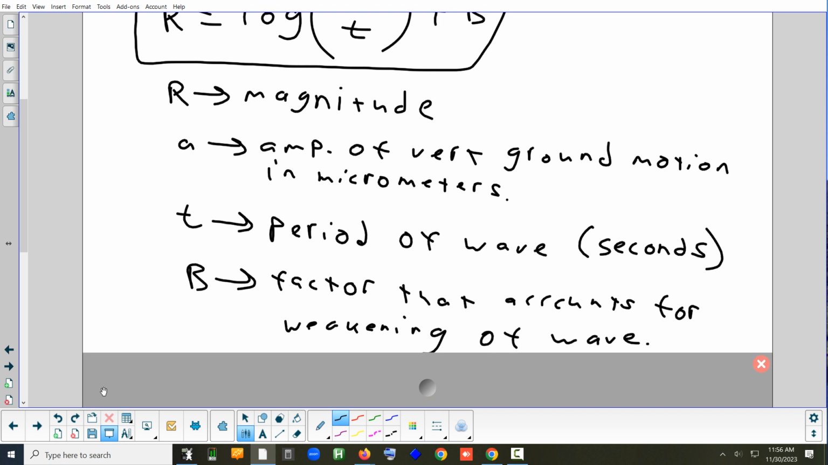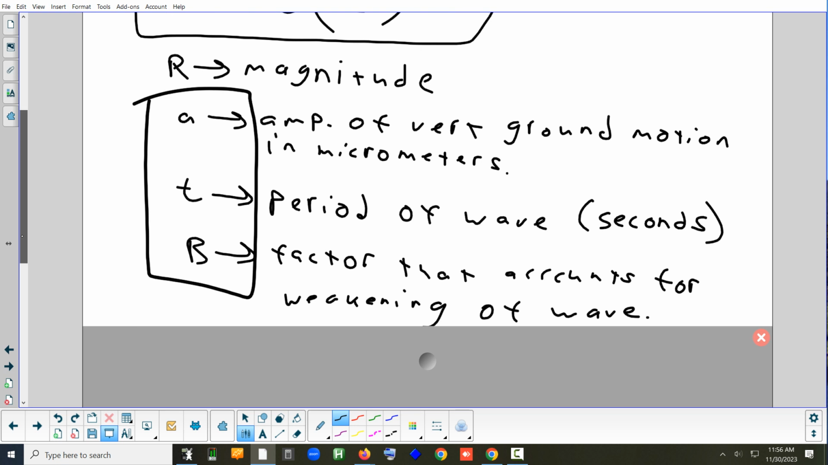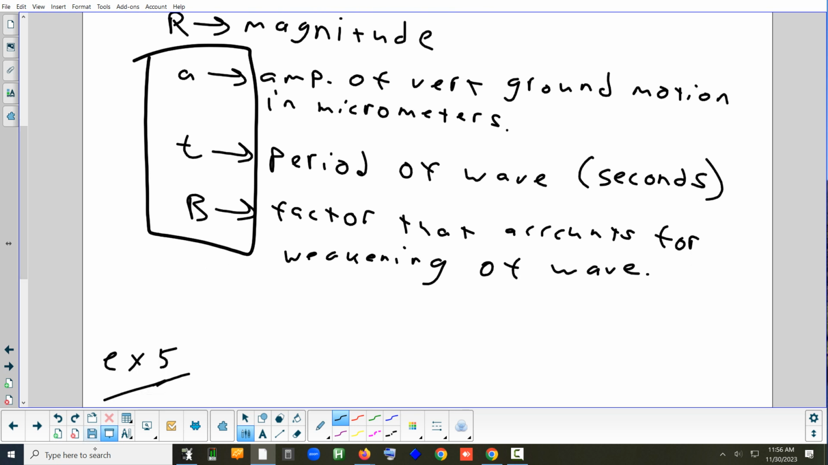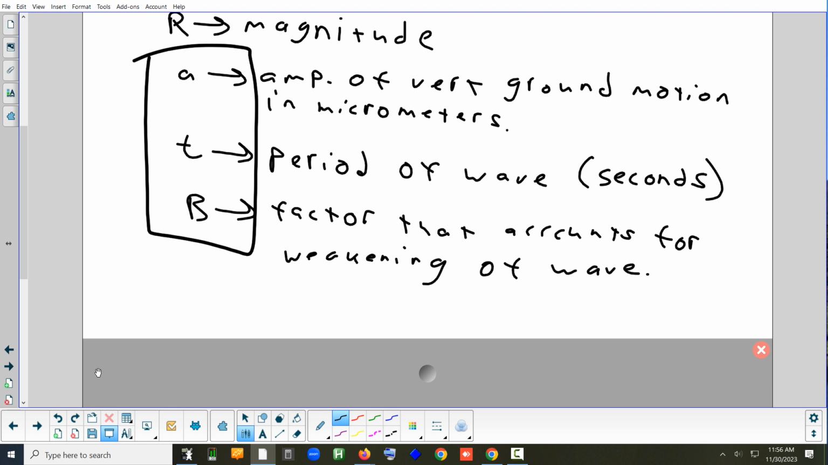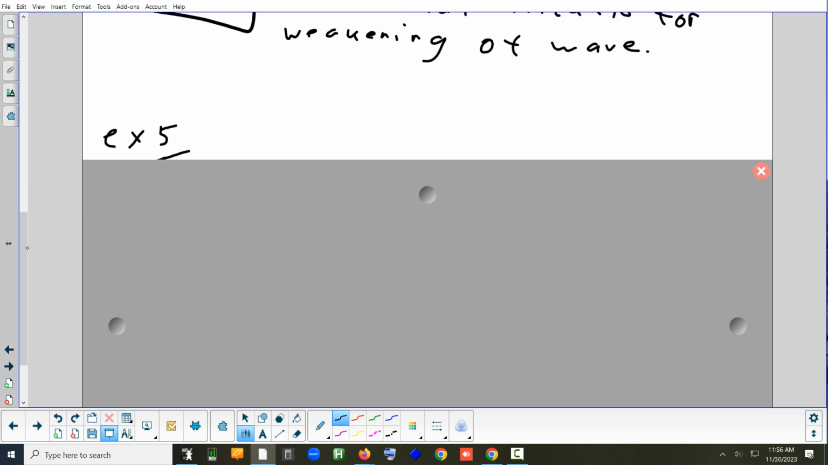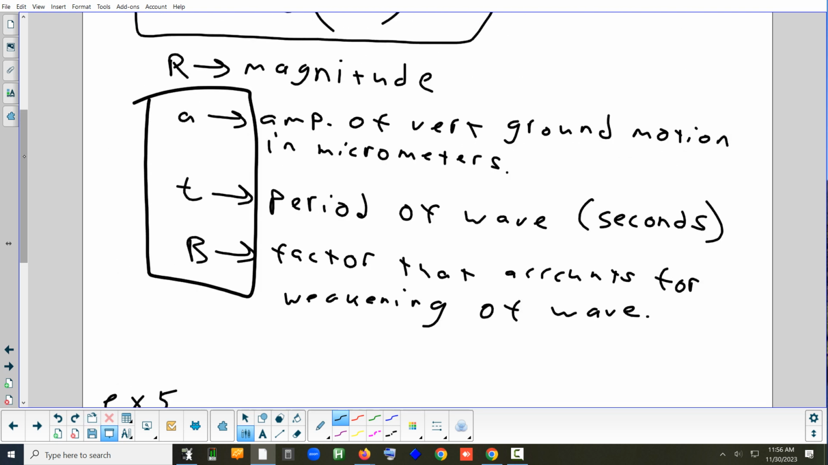And B is the factor that accounts for the weakening. It's just like if you drop something in a lake, the further away you are from where you dropped it, the less powerful the wave is. If you're right next to where somebody dropped it, you're going to feel the wave a lot more. So this is all stuff that they give you in the formula. B is a factor that accounts for the wave weakening as you move away from where the earthquake started.